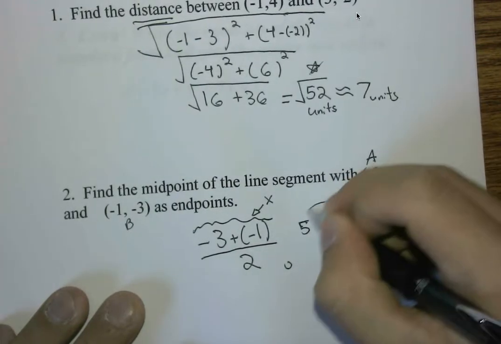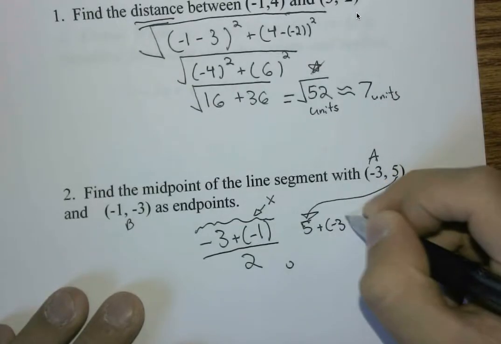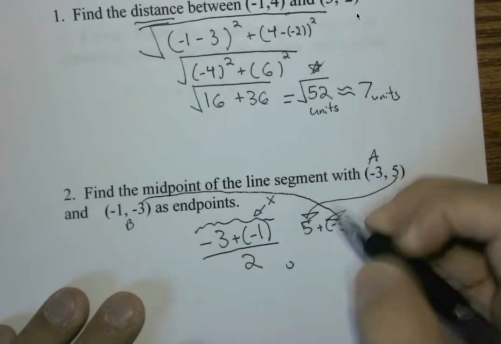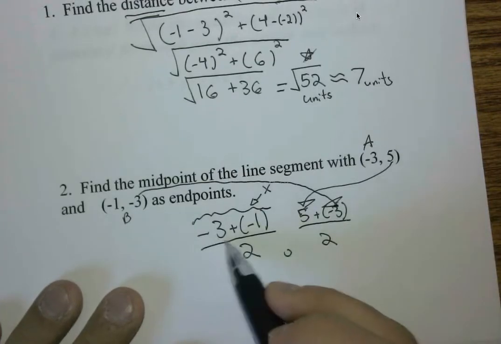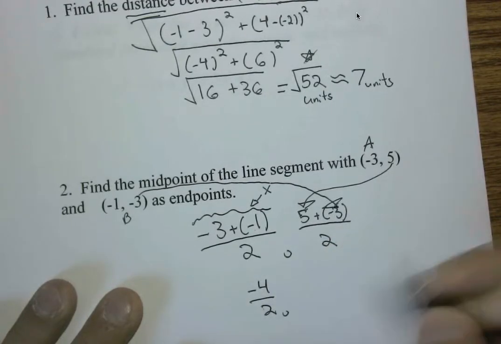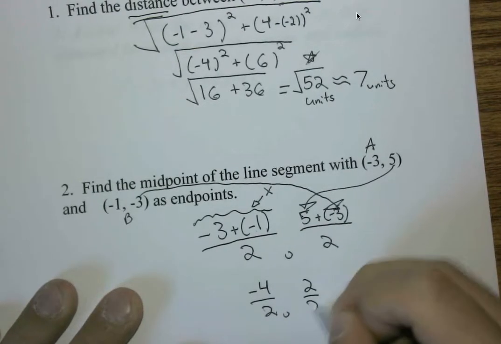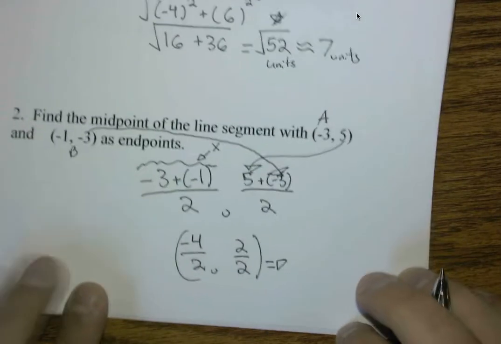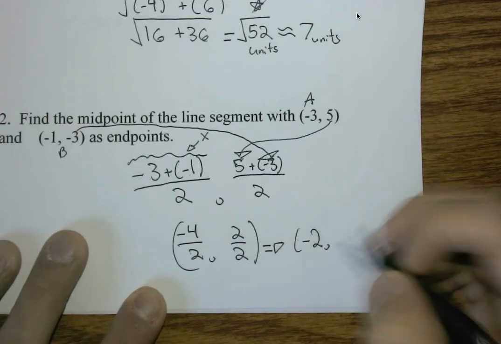So the 5, that was from here, and we're adding on the negative 3, that was from this point here. Try not to draw too many arrows in these videos because it can get a little confusing. But negative 3 adding on negative 1 would get us negative 4. 2 is still in our denominator. 5 adding on negative 3 would get us positive 2. This is all over 2. We can touch this up a little bit because we know fractions. Negative 4 over 2 can be simplified to negative 2. 2 over 2 we can simplify to 1.